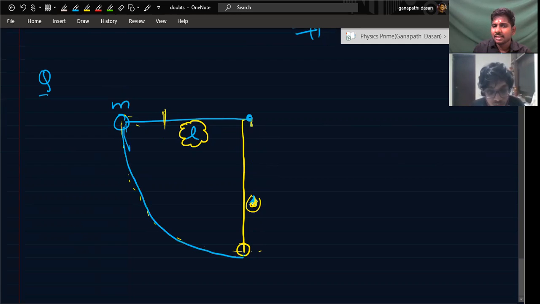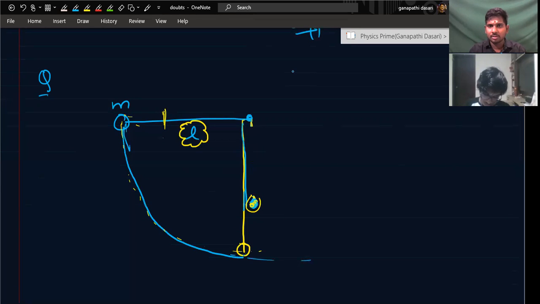After coming here, the nail will obstruct the motion of the string to move in a normal circle, right? Then what will happen? This entire string will be obstructed, right? Like you see this situation. Suppose it stops.